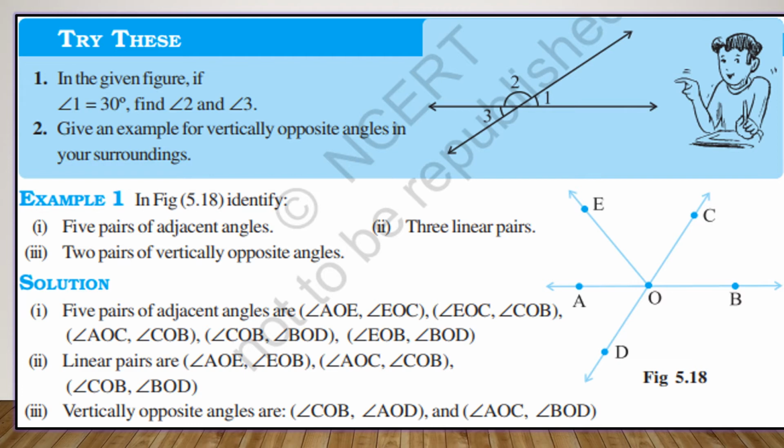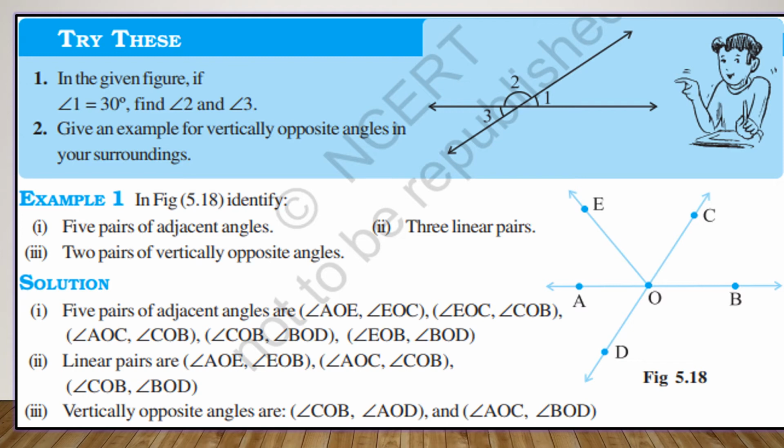Second question, 3 linear pairs. What do you mean by linear pair angles? 2 adjacent angles which are supplementary are called linear pair. It should be adjacent and its sum should be equal to 180 because it is lying on a line. Therefore, that 2 angle sum is equal to 180. 180 degree means it's a straight line. Like that you find out 3 pairs of linear pairs.